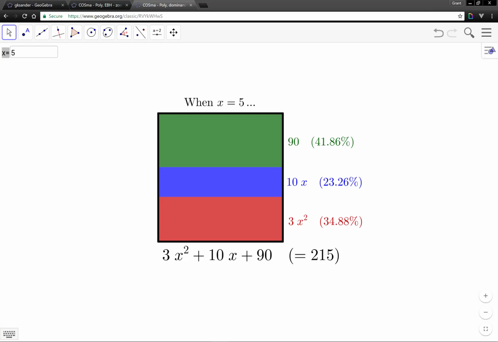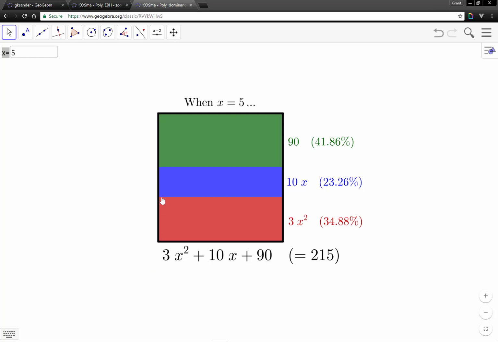In this video, we will look at a polynomial expression and see how the term with the largest power dominates the rest of the terms when x is really, really large. So we're looking at the polynomial expression 3x squared plus 10x plus 90.